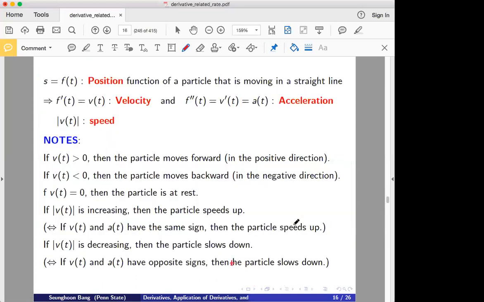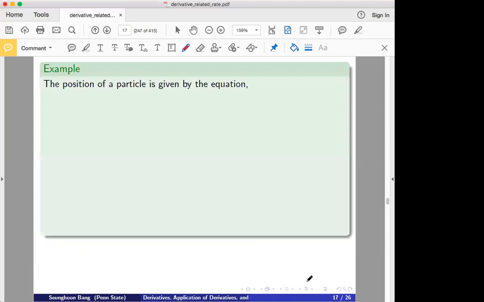We have 2 methods. If the absolute value of v of t is increasing, the particle speeds up. Another one: if v of t and a of t have the same sign, the particle speeds up. If the absolute value of v of t is decreasing, the particle is slowing down. Another way is if the velocity and the acceleration have opposite sign, the particle slows down. So this is the reason. You can draw the velocity graph and the acceleration graph.